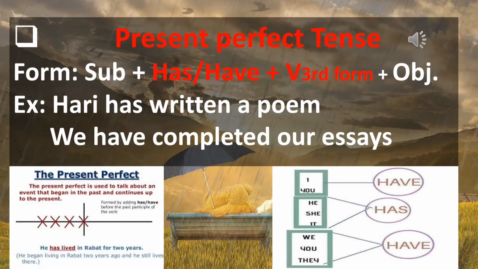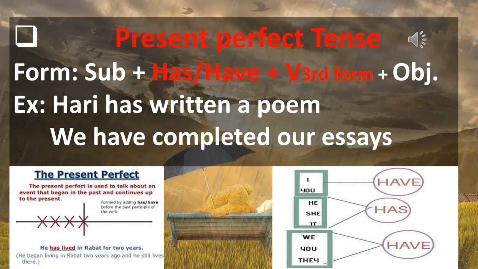And next, present perfect tense. The formula for present perfect tense is subject plus has or have plus the third form of the verb plus object, like Harry has written a poem, or we have completed our essays, etc. The timeline for present perfect tense is given here. The present perfect tense is used to talk about an event or action that began in the past and continues up to the present. See the example: he has lived in Rabat for 2 years.